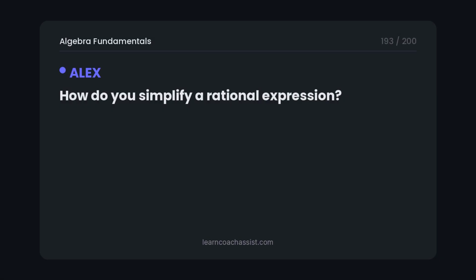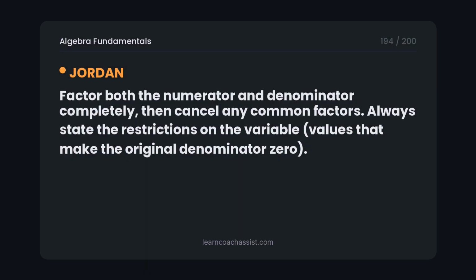How do you simplify a rational expression? Factor both the numerator and denominator completely, then cancel any common factors. Always state the restrictions on the variable, values that make the original denominator 0.